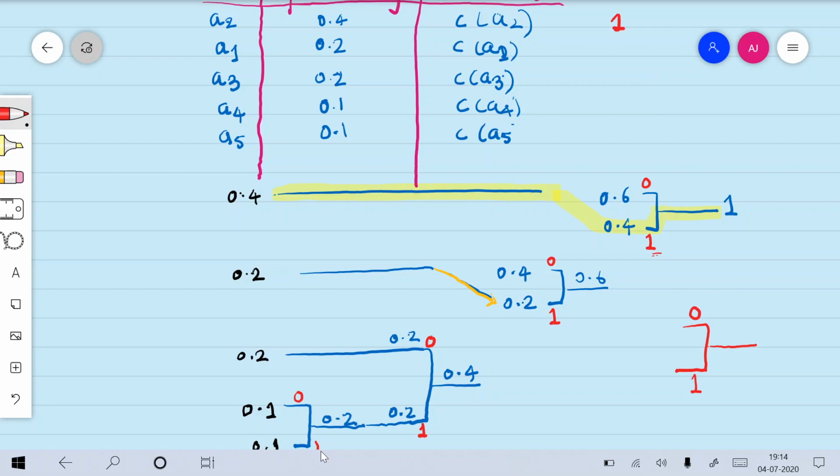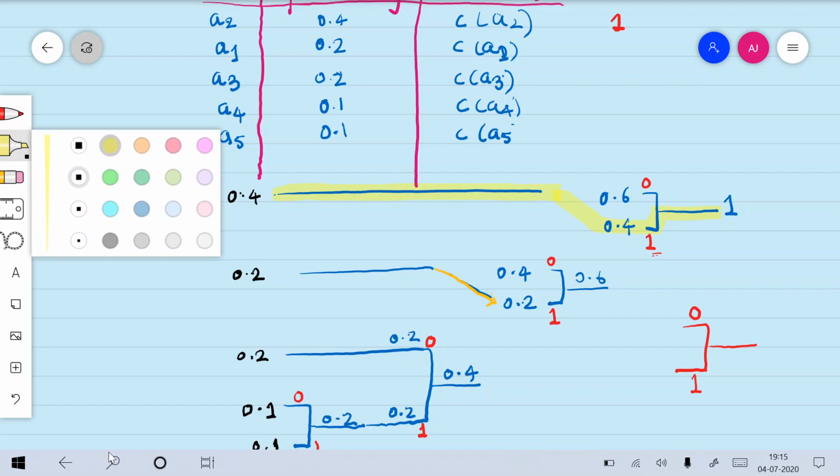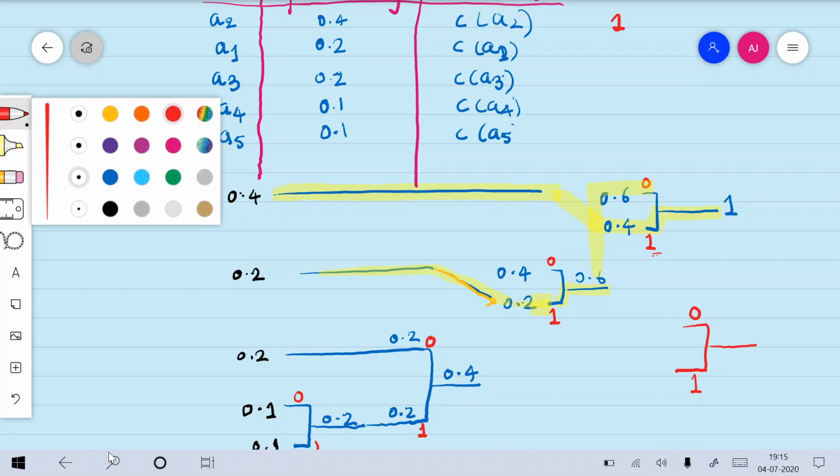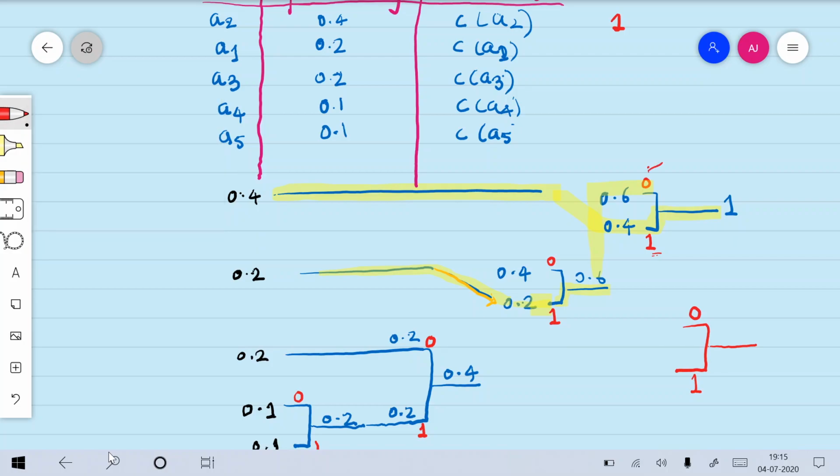Now let us try to find the path for 0.2. The 0.2 was here, then it went down, then this was the point, and we have to trace it back to the 1. This 0.6 was shifted here. So this is the path it is taking. If I write down the code from right to left, I have 0 first, so let me write 0. Then when it has come here, it is 0. Then when it travels this path, it goes 1.